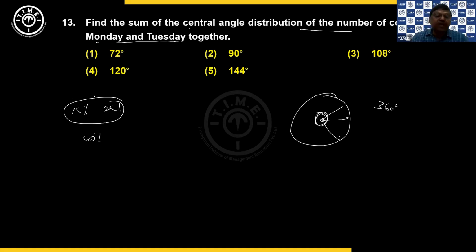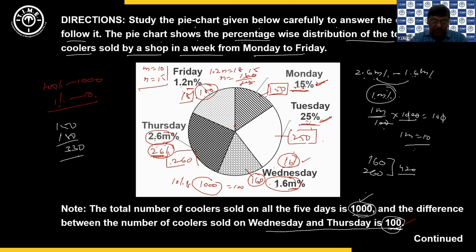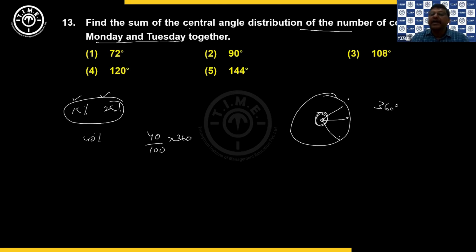So Monday and Tuesday are 40%, which means 40% of 360 degrees will be my answer. As you know, Monday and Tuesday are 15 and 25, that is 40%. If I had to write it in angles, these two are occupying 40% of the space, which means 40% of the central angle 360. How much will it be? 144. So they will occupy 144 degrees, right? Total is 100%, total is 360 degrees. 40% of 360 will be 144.